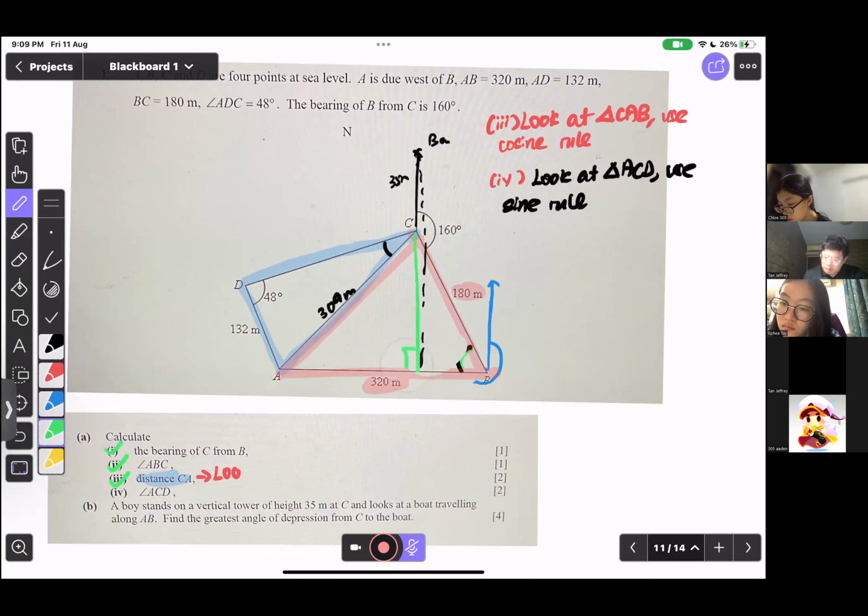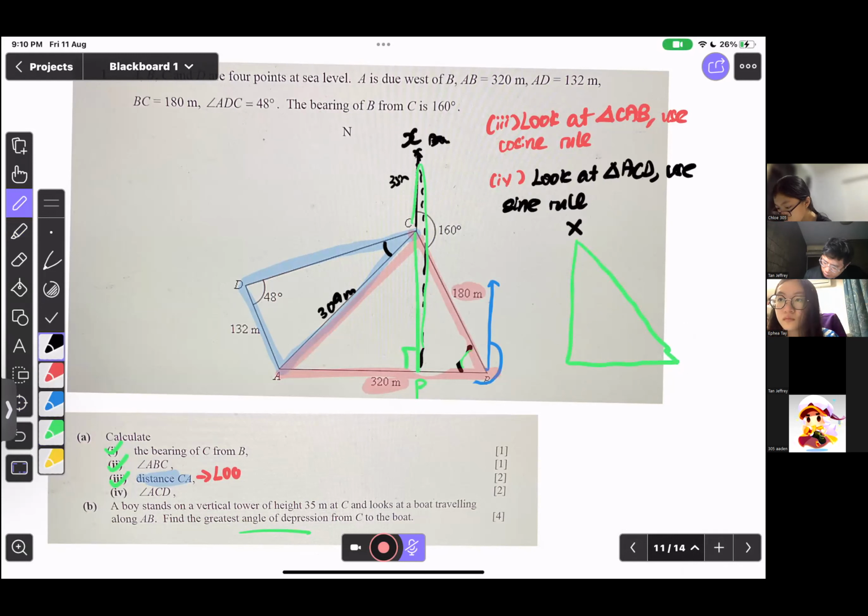This is 90 degree. So the greatest angle of depression, you must associate it with the shortest distance. Okay, so there's a green color triangle here. Let's call this example point P. If you look at the boy, let's say I call this boy as X.